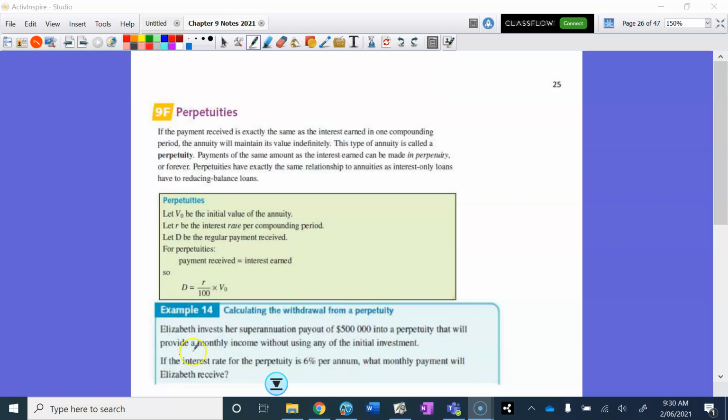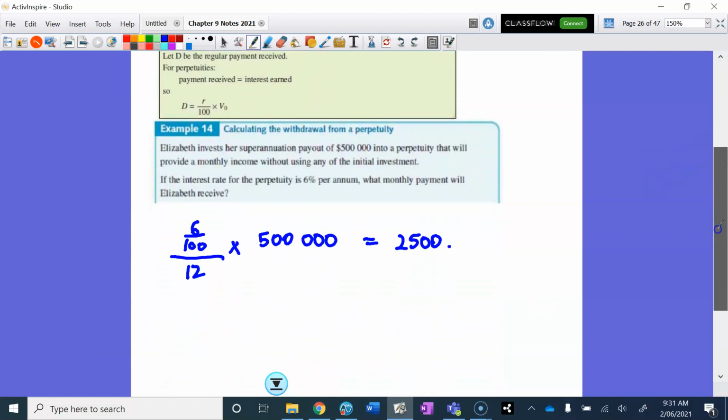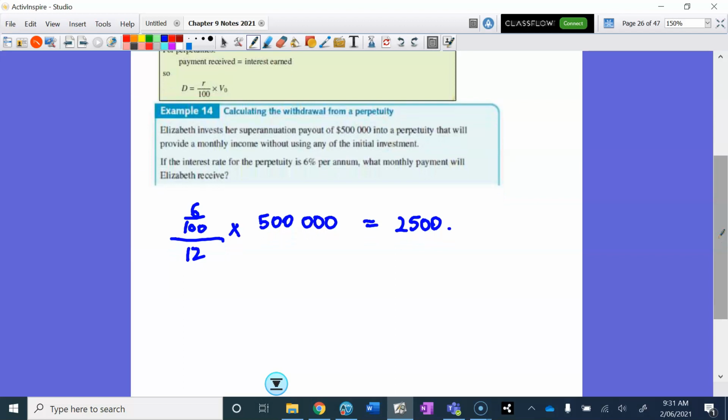Okay, so to go through a couple of examples with you and show you what I mean by that, this example 14 is a very simple one where Elizabeth invests her superannuation payment of $500,000 into a perpetuity that will provide a monthly income without using any of the initial investment. The interest rate for this perpetuity is 6% per annum, and we're talking monthly payments, so we need a monthly interest rate to calculate.